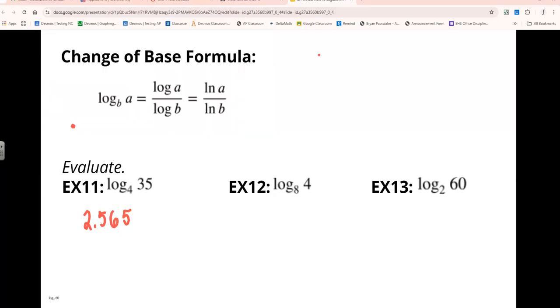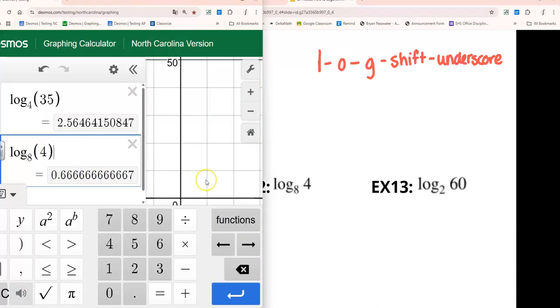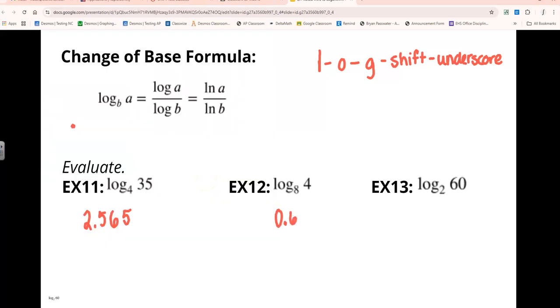So that shortcut, you're typing LOG, Shift underscore, and that will get you down there. That's much quicker than having to go through the functions there, and then you can type it in that way. So we got 0.6 repeating. I'm just going to do 0.6 with a line over it there. So that's a way to type it in.